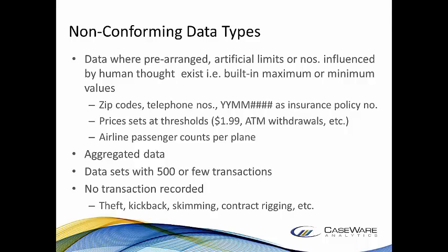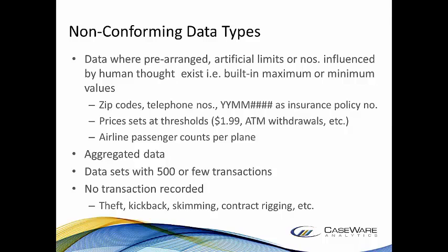Non-conforming data types. Whether the data are predefined, assigned, or have artificial limits, these will normally not conform to Benford's law, and it's not useful to apply Benford's law to items such as telephone numbers, zip codes, postal codes, and any made-up numbers or sequential numbers like insurance policies or invoice numbers.